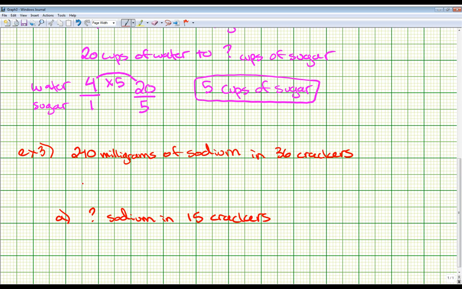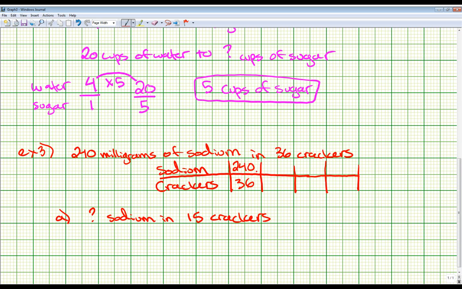So we can make a little ratio table here. The top maybe we'll label sodium. So we'll put that here. And the bottom crackers. And I'm not sure how long we're going to need to make this table, but we'll just start it out like this. And I'm going to make my sections a little bit bigger just in case I have bigger numbers to deal with in this one. So the first thing we'll fill in is the information they give us. So it's 240 milligrams of sodium in 36 crackers.